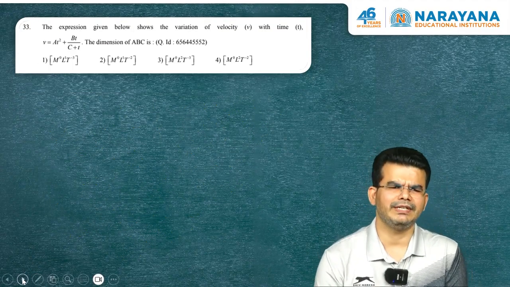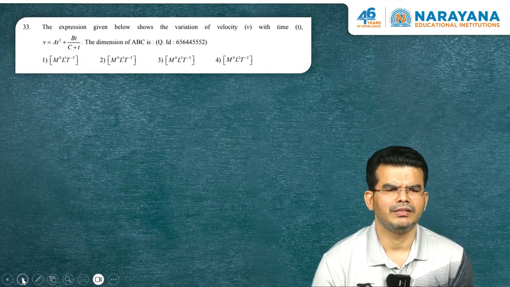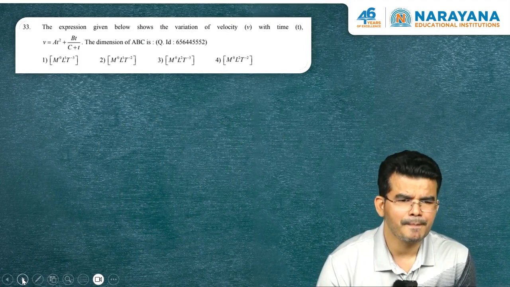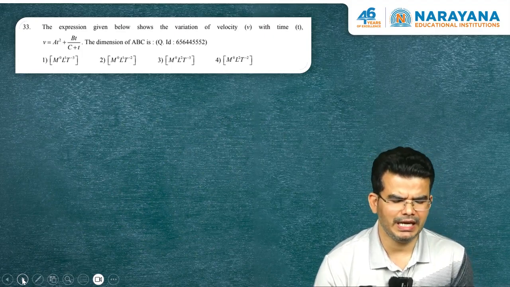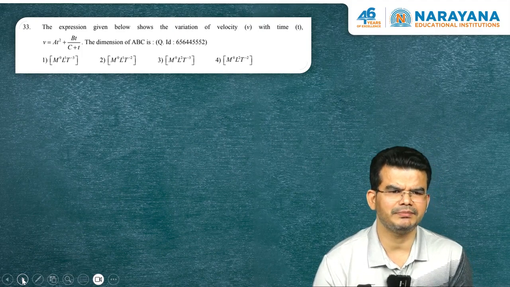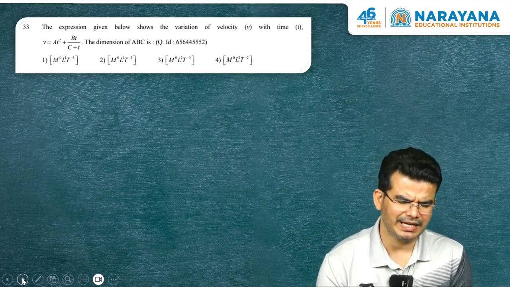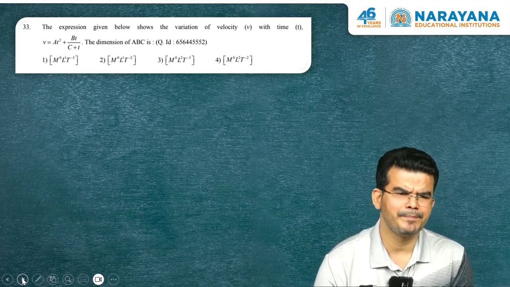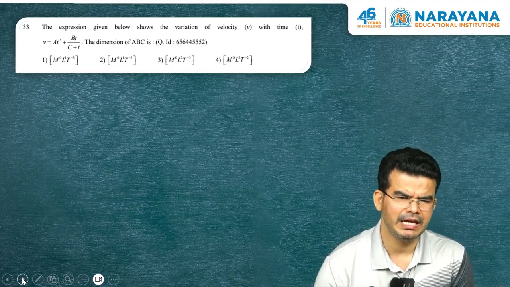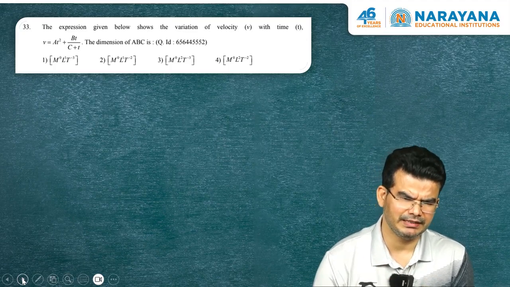Next is a very simple question coming from units and dimensions. What they are saying: the expression given below shows the variation of velocity v with time, and v equals a t square plus b t upon c plus t. They are asking for the dimensions. We will apply the simple principle of homogeneity. What does the principle of homogeneity say? The terms which are added or subtracted must have the same dimension.